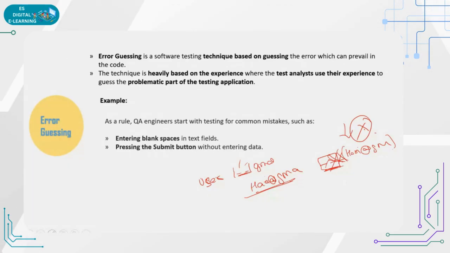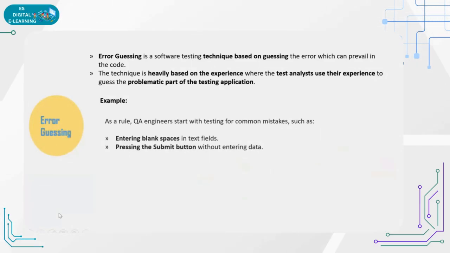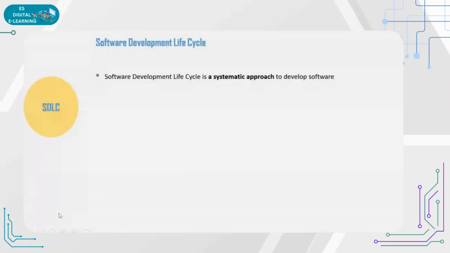Error guessing will check how the space you give, whether it is capital letters or small letters, or not English letters, like you are giving Telugu or some other languages. Those will be part of error guessing, where only valid information should be accepted. So that will be identified by error guessing, depending upon experience.